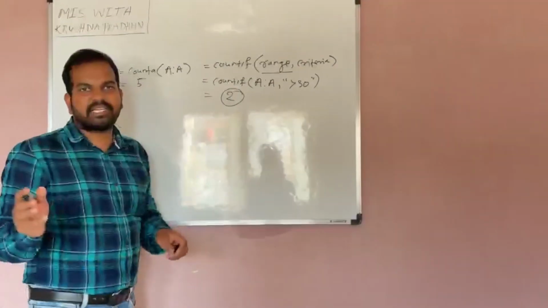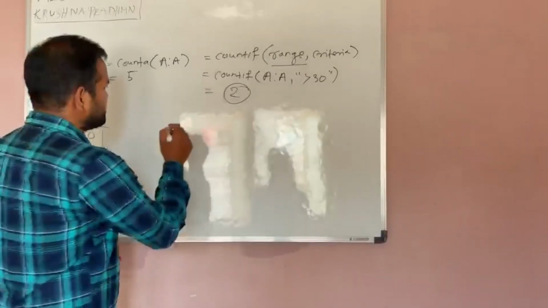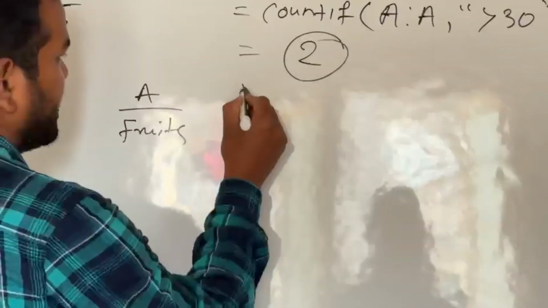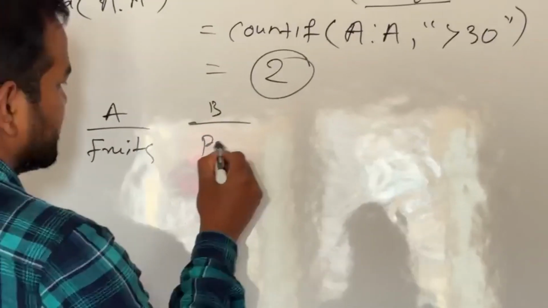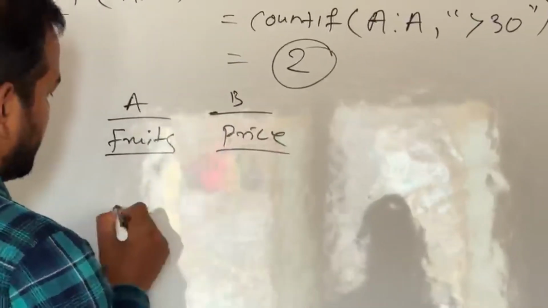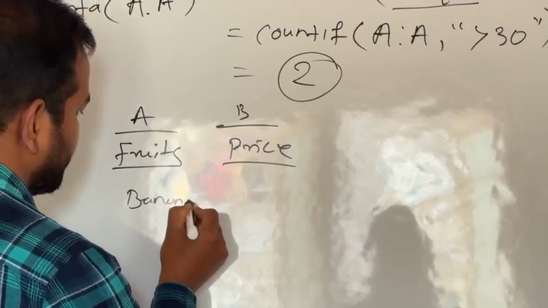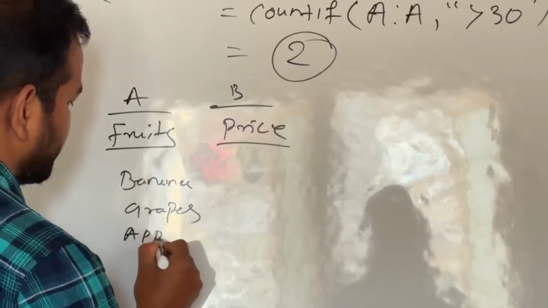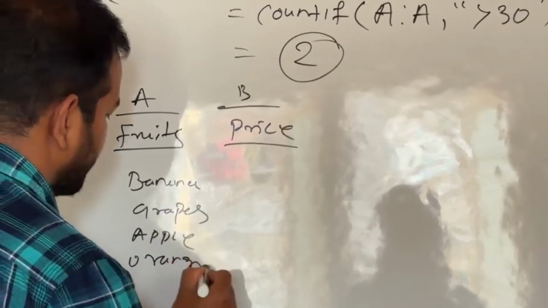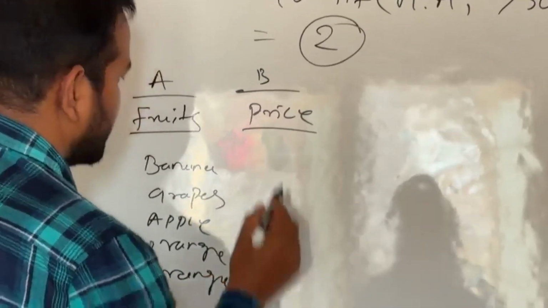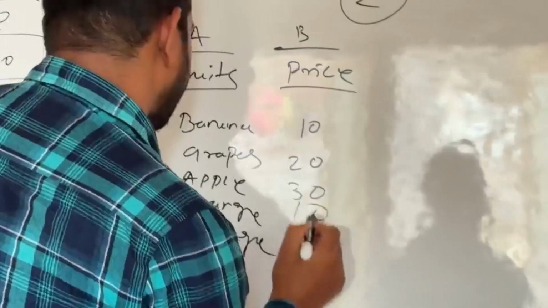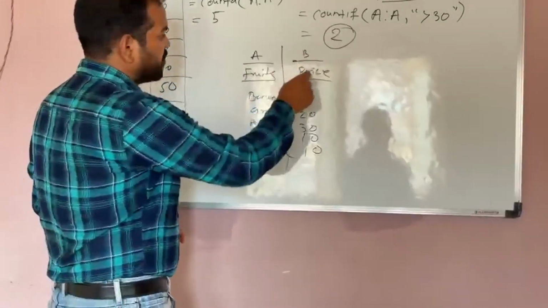Let's take another example to understand it in a better way. In A column, I have fruits. In B column, I have its price. I'll take banana, grapes, apple, orange. Then I can write the prices 10, 20, 30, 10, 10. See, there are two columns. In A column we have fruits, in B column we have price.